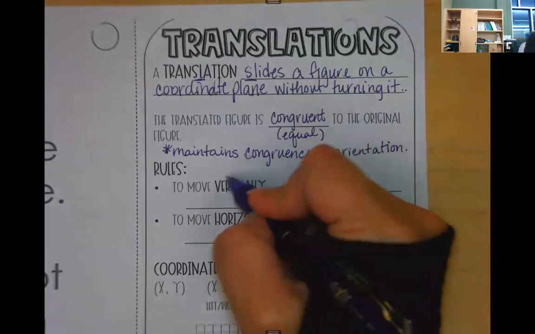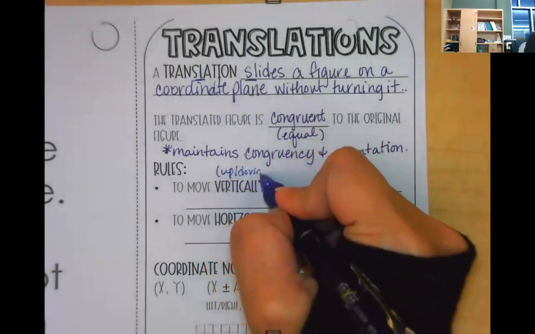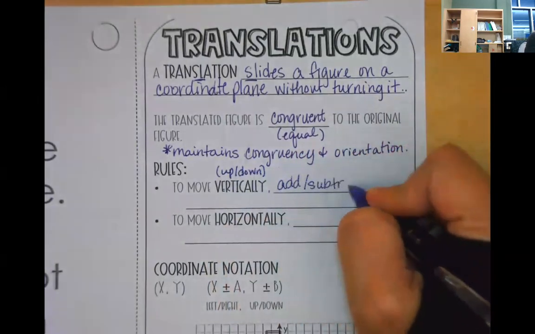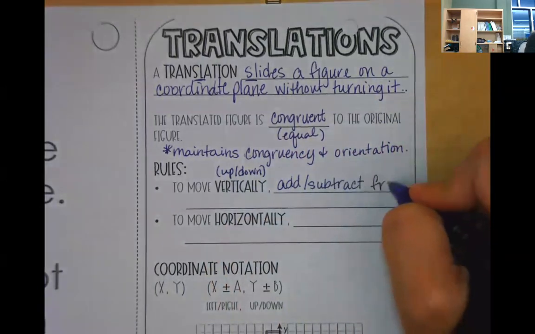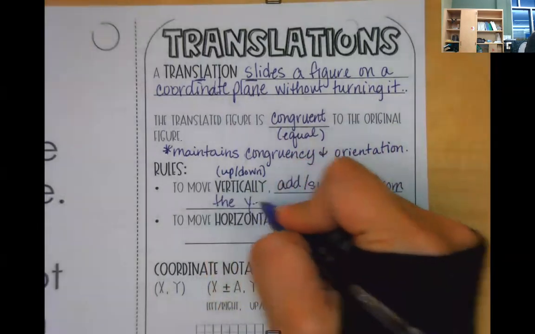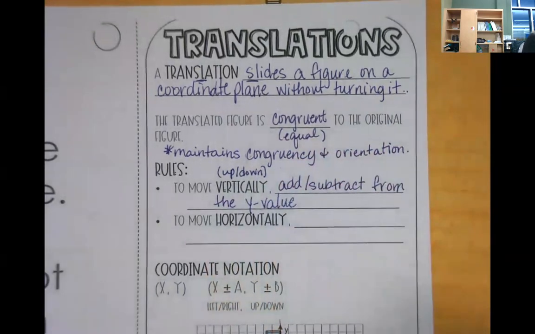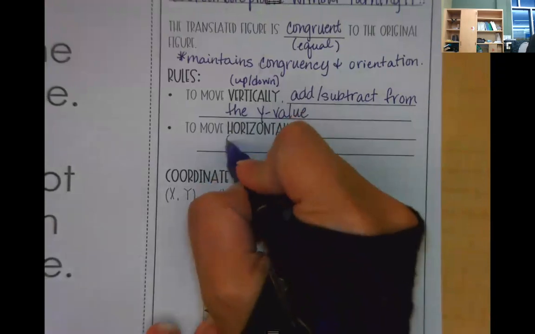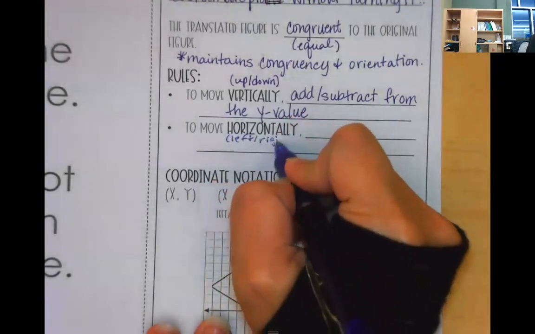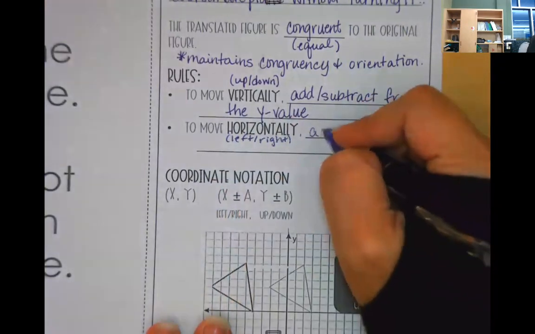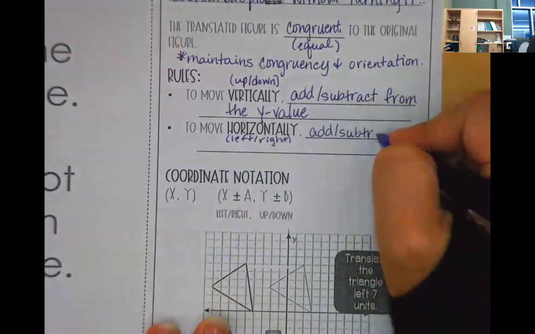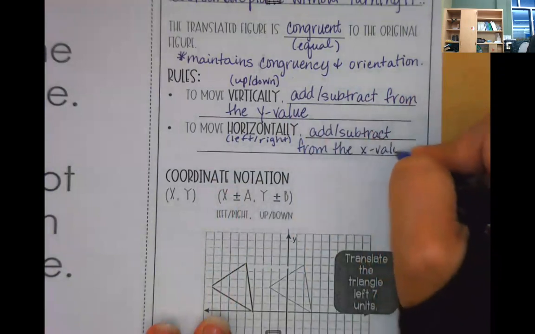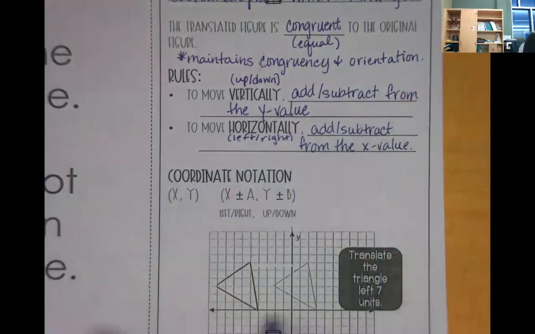So to move vertically means up and down. We are going to add or subtract from the Y value, because the Y axis is the up and down axis. To move horizontally means that we are moving left and right. Then we are going to add or subtract from the X value, again, because your x-axis is your left-right axis.